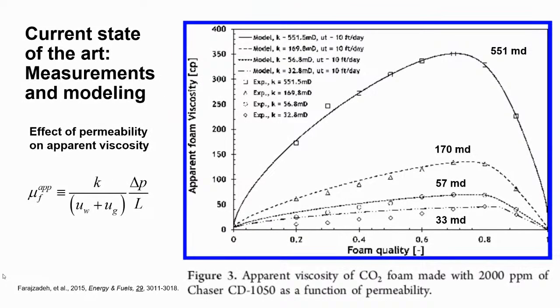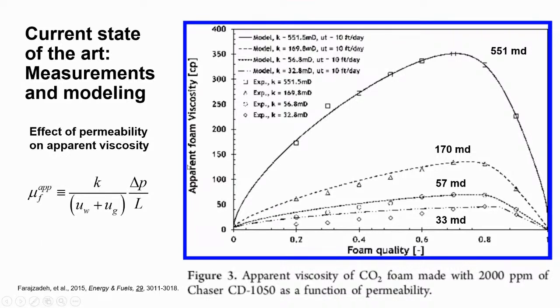So let's talk about the current state of the art. We'll talk about both measurements and modeling. What we'll be talking about is apparent viscosity. Apparent viscosity is given by this equation. It's just a restatement of Darcy's law. The apparent viscosity is proportional to the pressure gradient multiplied by permeability divided by the flux of water and gas. This is just taking Darcy's law and treating the water and gas as a combined fluid, and the apparent viscosity is the apparent viscosity of the foam. And this will be used in a reservoir simulator.